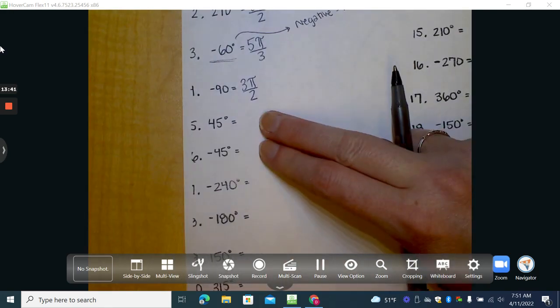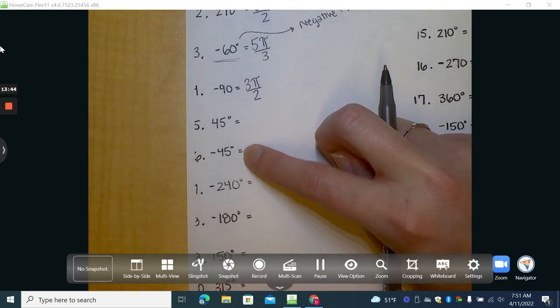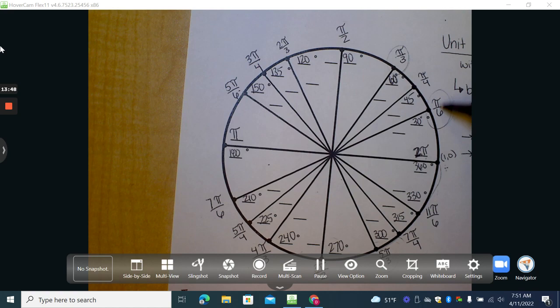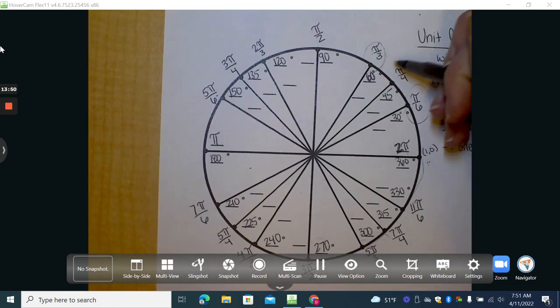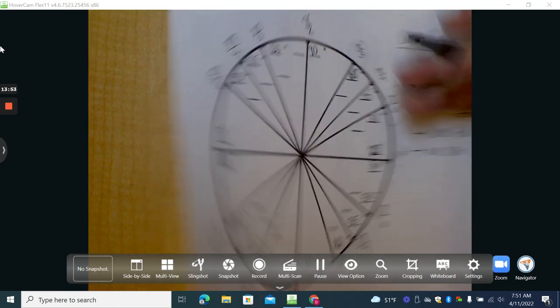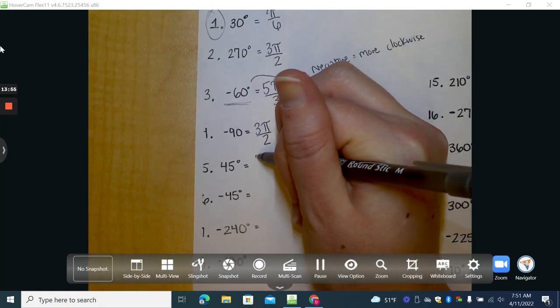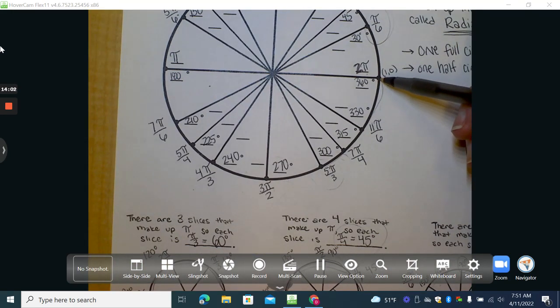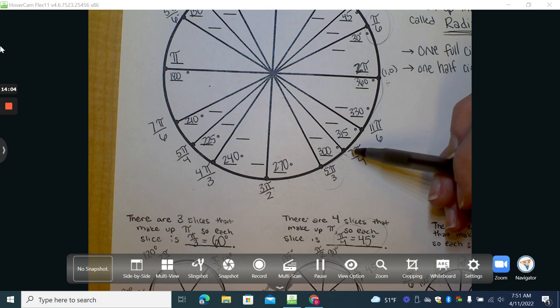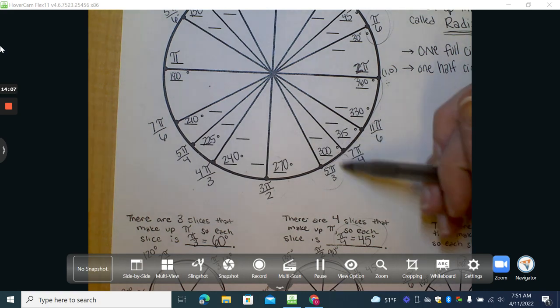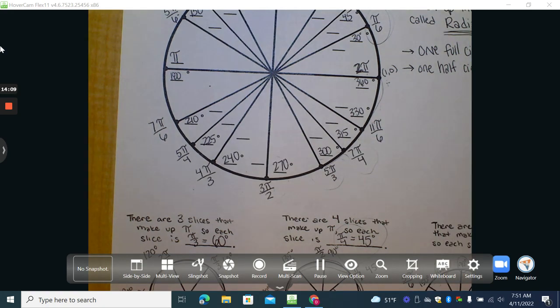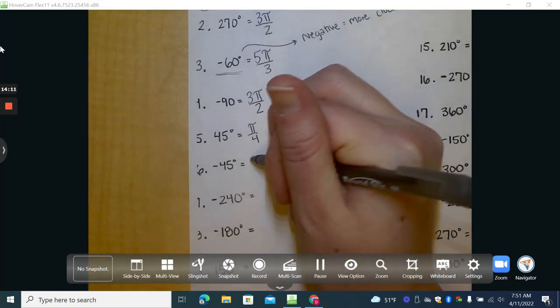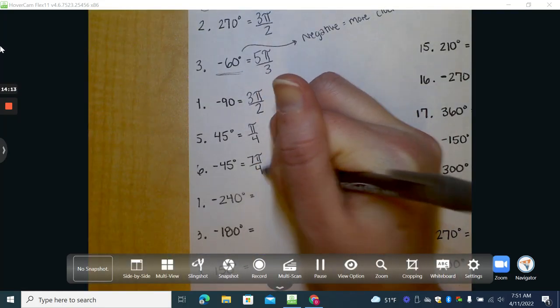I'm going to do two more. 45 degrees and negative 45 degrees. 45 degrees forward is pi over 4. That's nice and easy. Pi over 4. But if I want to go negative 45 degrees, I want to go back 1/4 pi. Back 1/4 pi lands me at 7 pi over 4. And so that is my answer, 7 pi over 4.